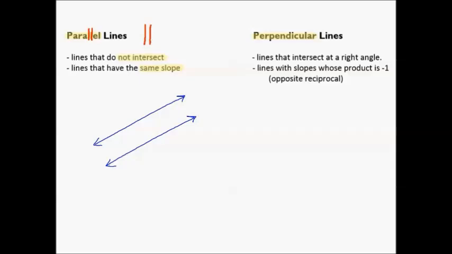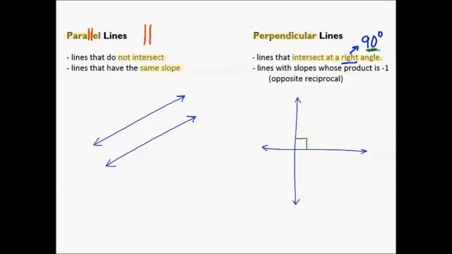Perpendicular lines are lines that intersect at a right angle. Remember that a right angle measures 90 degrees. So the picture of perpendicular lines would be, here's one line, and here's a line crossing that first line at a 90-degree angle. Let's put that right angle mark at that intersection point to show that it's making a 90-degree angle.